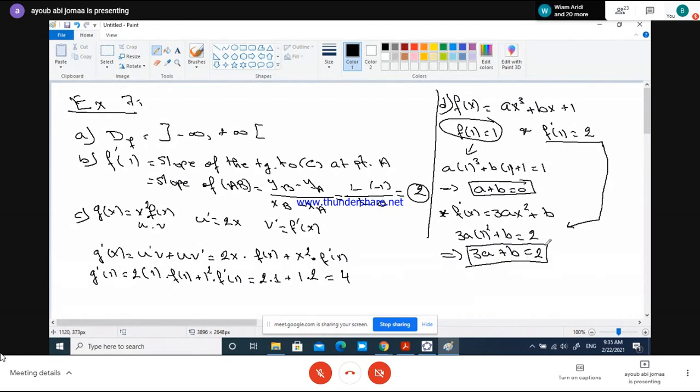Solve the system. You can use the calculator, okay? Or simply you multiply here by -1 and subtract. Final answer: then a is equal to 1 and b is equal to -1.